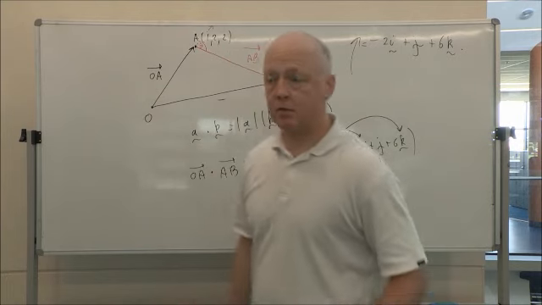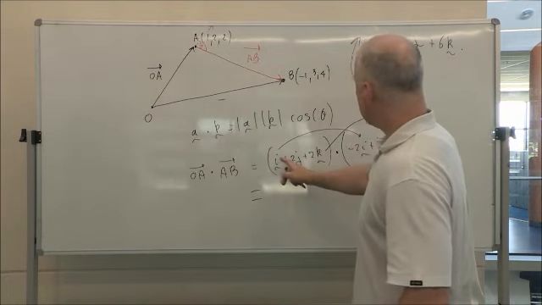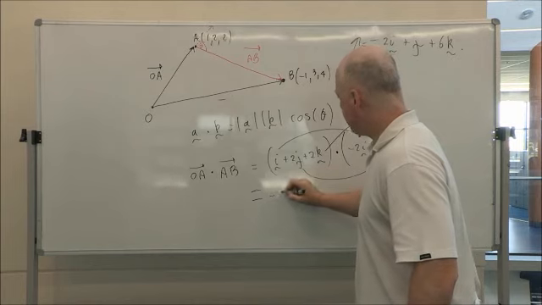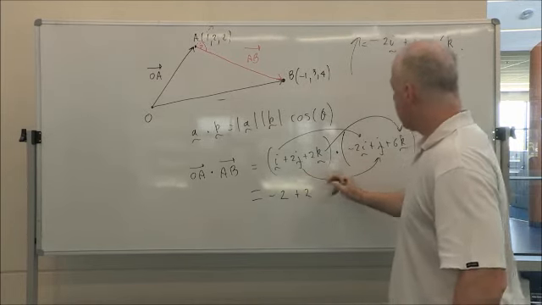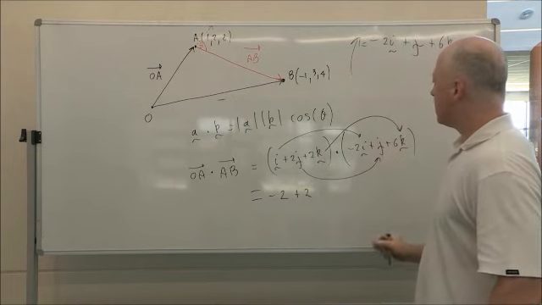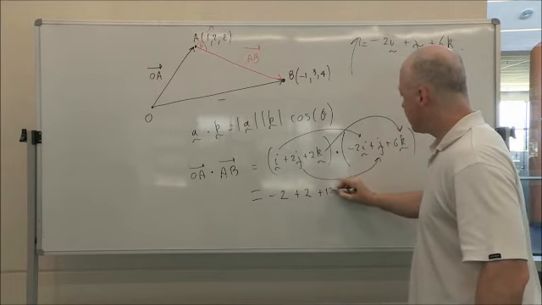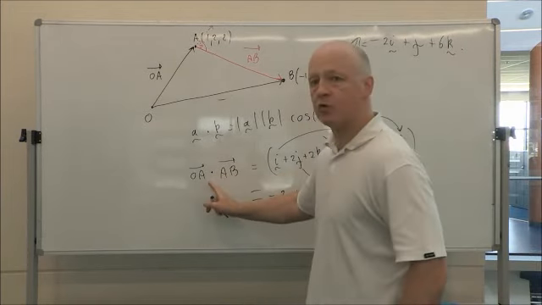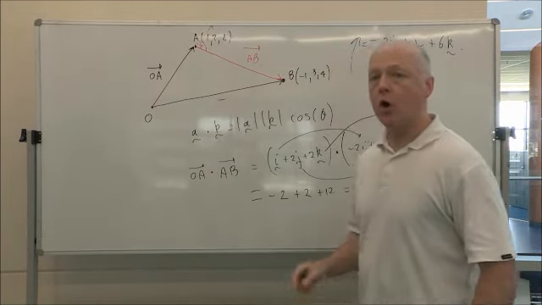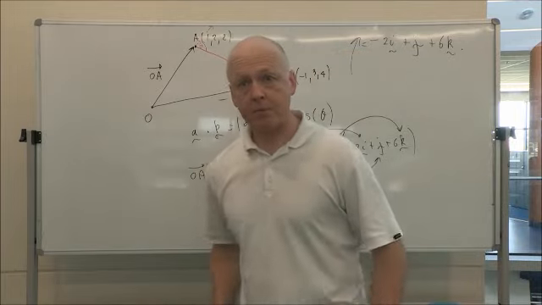Think about it. Okay? So we're going to get, this dot product will give me a minus 2, this dot product will give me a plus 2, and this dot product will give me a plus 12. So altogether we get 12. So the dot product of these two vectors is 12 on the one hand.